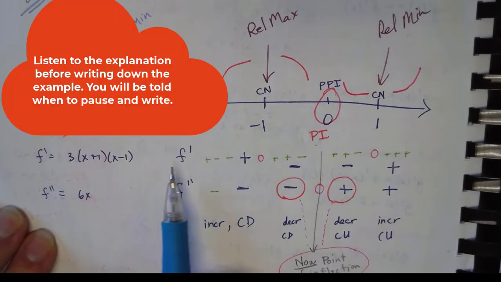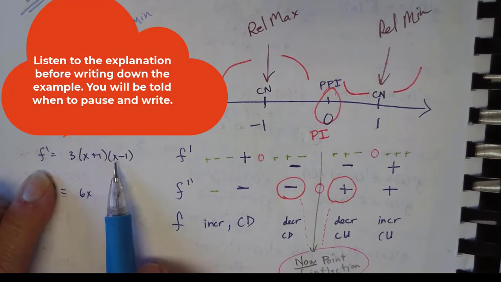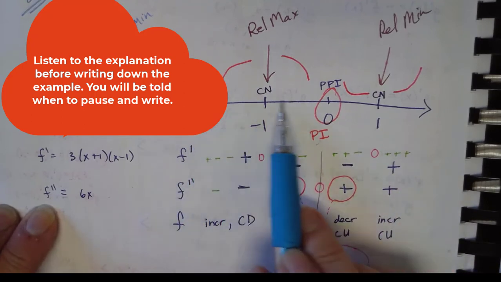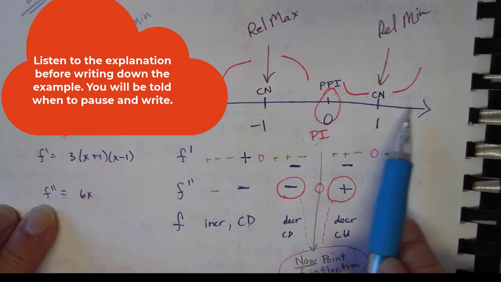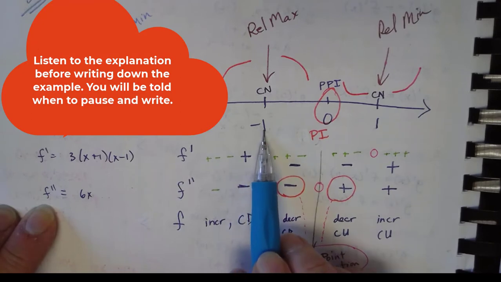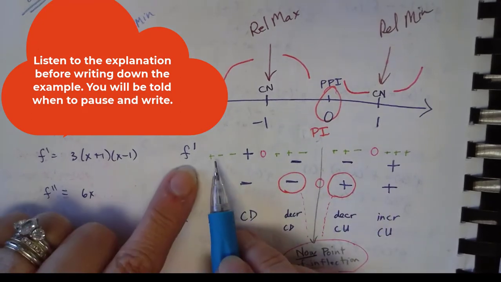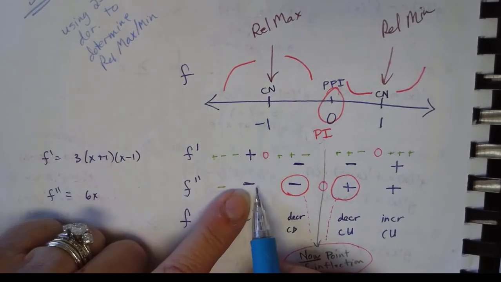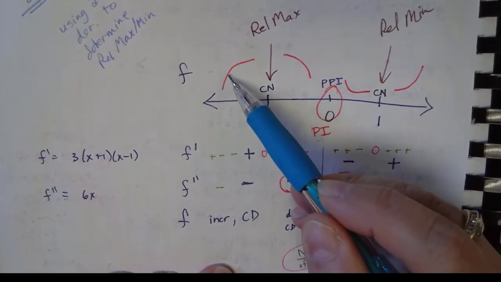Same problem, looking at my first derivative function and my second derivative function, doing my test values. Notice that I'm going on the whole, all the real numbers. I pick a number smaller than -1. The first derivative is positive. The second derivative is negative, so I am increasing, concave down.